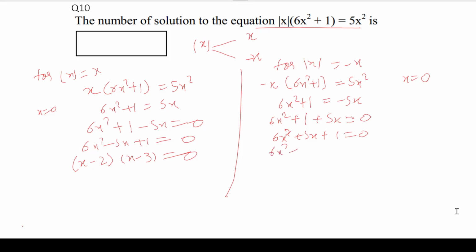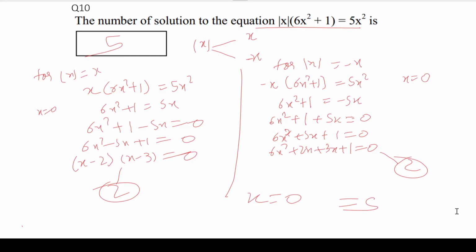6x square plus 2x plus 3x plus 1. So we don't need to solve this. Again this will have two solutions and two solutions here, and one solution is x equal to 0. So total there will be 5 solutions. Answer will be 5.